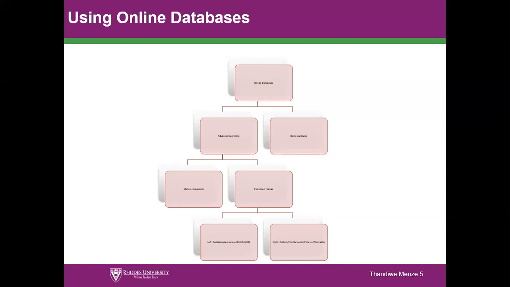You'll see that when we go in. On the right-hand side, the pull-down menus will have options that you can use to refine your search. For instance, author, title, keyword, phrases, or abstracts. You also have the option of not picking any of these and just leaving it at all.